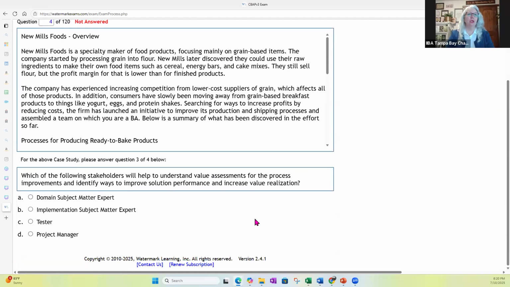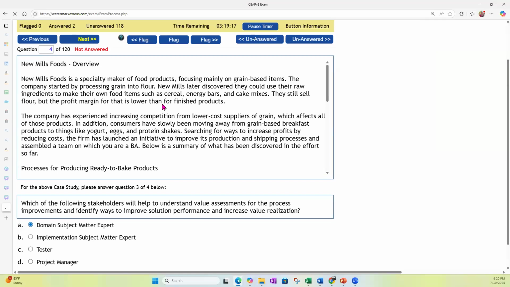Which of the following stakeholders will help understand value assessments for the process improvements and identify ways to improve solution performance and increase value realization? Would it be the domain SME, the implementation SME, the tester, or the project manager? I kind of like A. Yeah. Okay. And I can't test it, so we're going to go on.